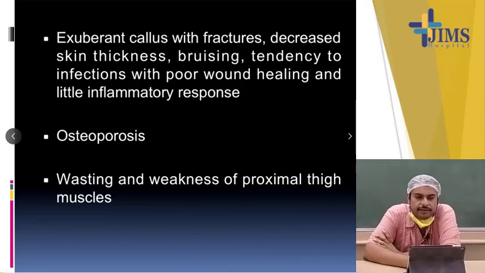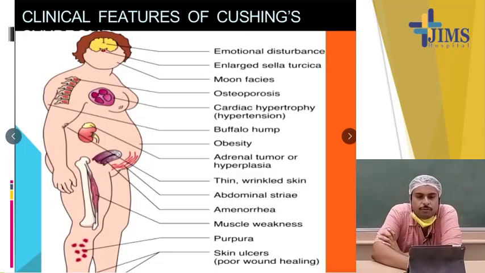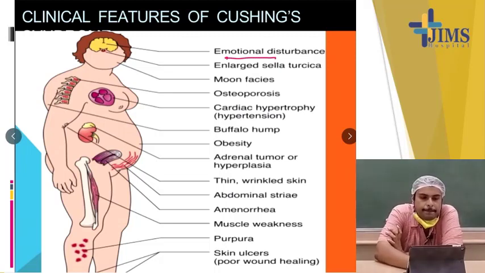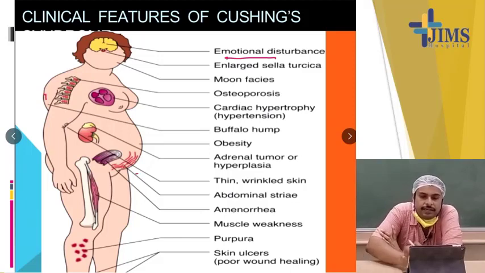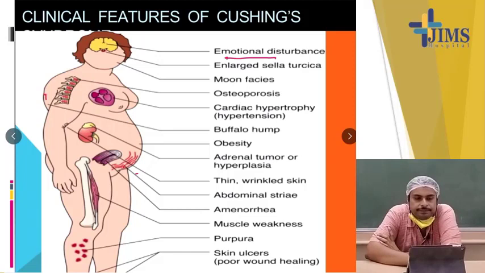Now you see this picture from top to bottom. See, this is the emotional disturbance, moon phases, see the face, osteoporosis, cardiac hypertrophy from hypertension, buffalo hump, this is the hump, buffalo hump, obesity. These are the main features. Thin wrinkled skin, abdominal striae, this is the abdominal striae, amenorrhea, muscle weakness, skin ulcers, poor wound healing, all of these are features of Cushing's.